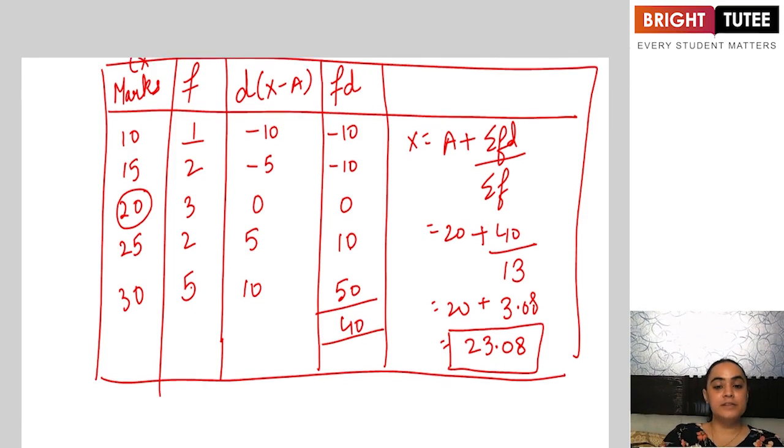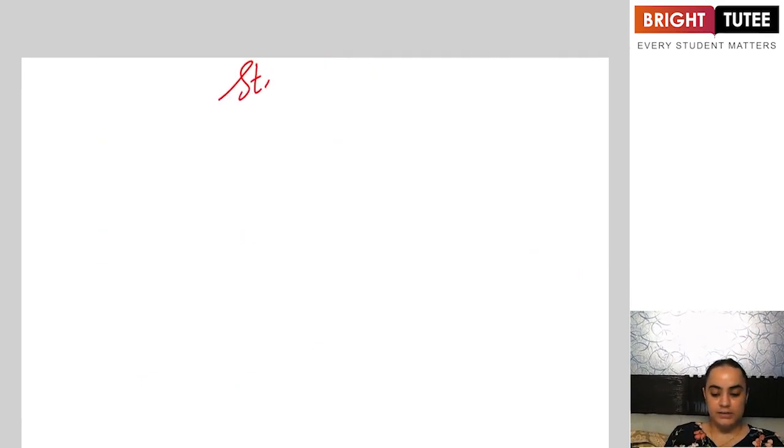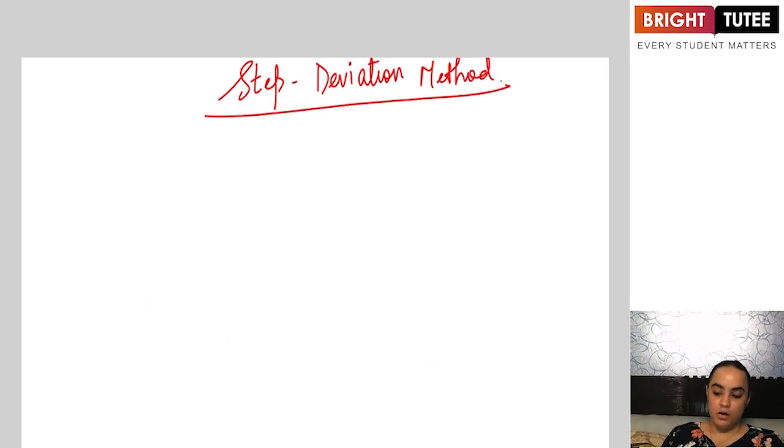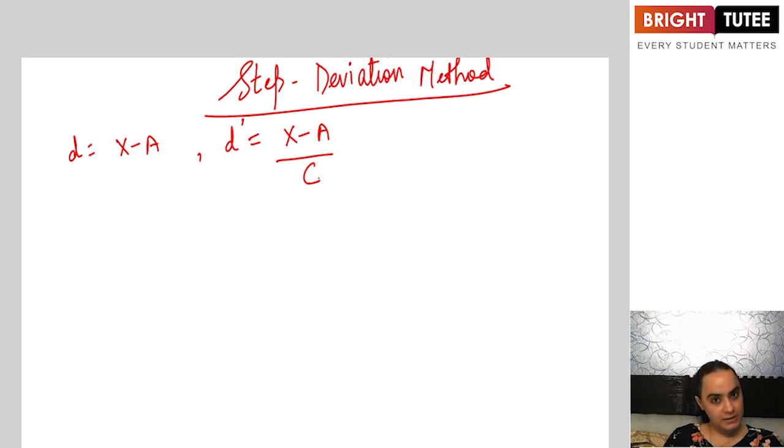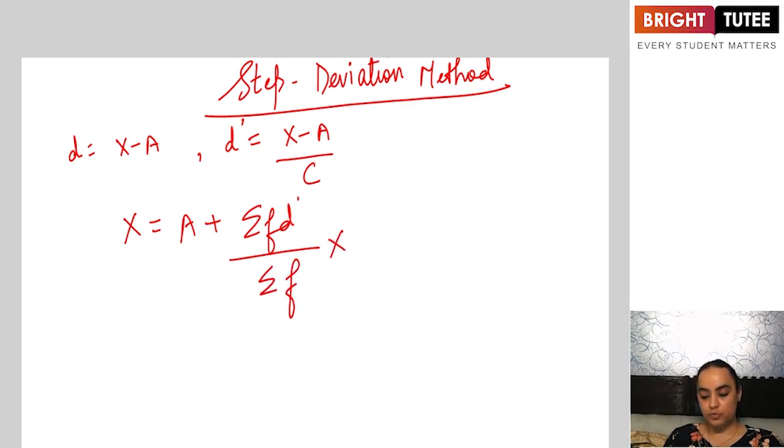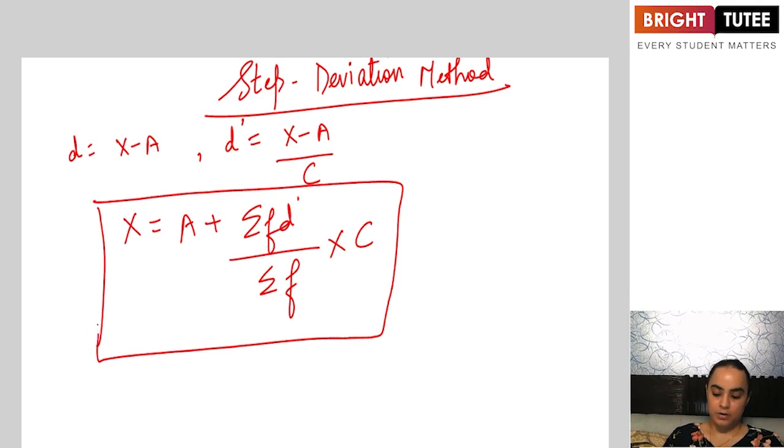And next we have the step deviation method for the discrete series again. We know how to calculate D. It is x minus a. We also know how to calculate D dash, which is x minus a upon c, which is the common factor. So what is the formula for calculating the average mean of a discrete series according to the step deviation method? It is a plus sum of f d dash upon sum of f into c. So this is my formula.